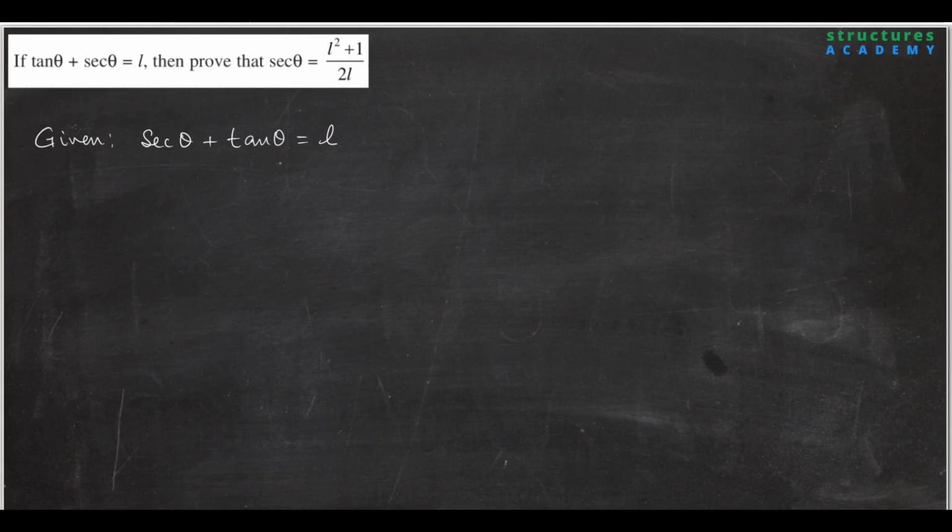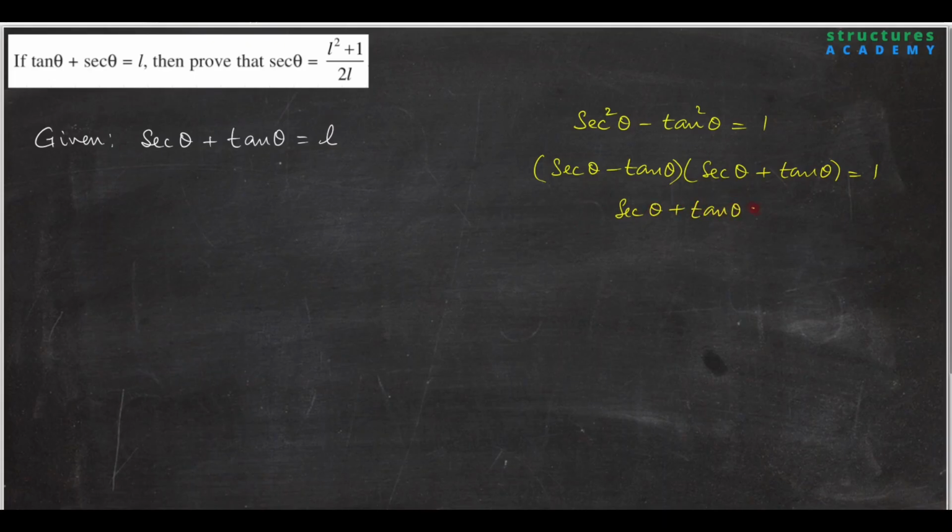Now there is a key concept that we need to know here. We are aware of this identity: secant squared theta minus tan square theta is equal to 1. But what flows out of this is that secant theta minus tan theta times secant theta plus tan theta is also equal to 1. Which means we can write secant theta plus tan theta as the reciprocal of secant theta minus tan theta and vice versa. So this is what we are going to be using here.